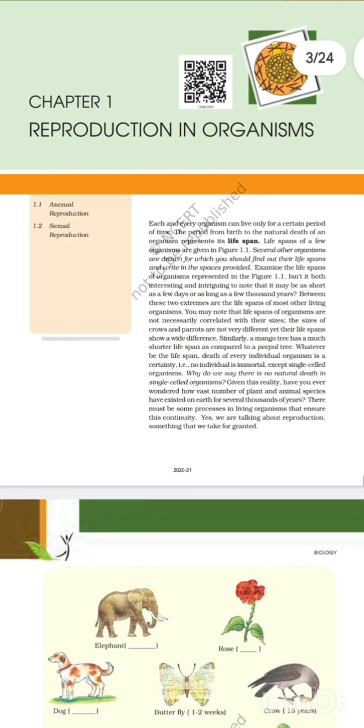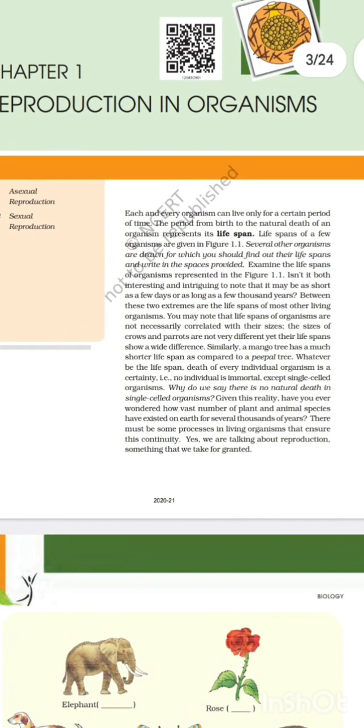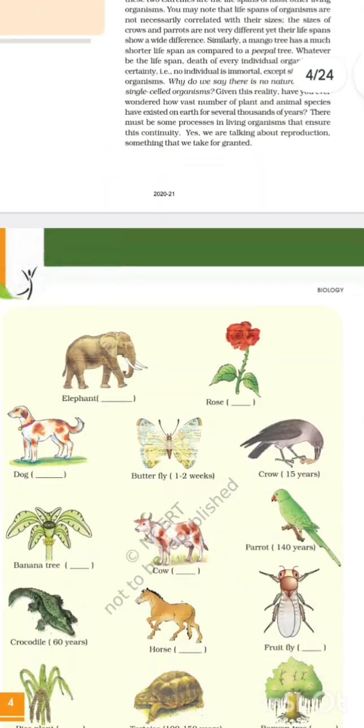At first it is mentioned that each and every organism can live only for a certain period of time. The period from birth to natural death of an organism represents the lifespan. So it is the lifespan or duration of life, where the organism is born and then dies. The span from birth to death is known as lifespan.